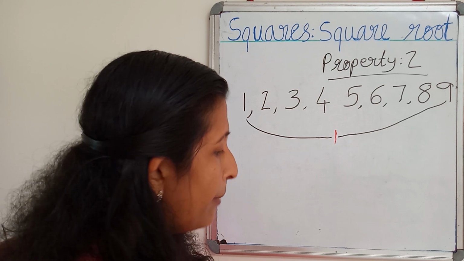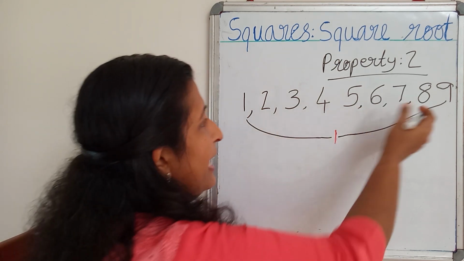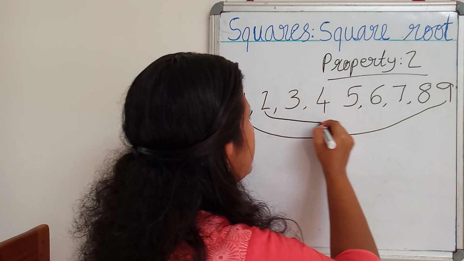Then, if a number ends with 2 or 8 in its unit place, that is like this.